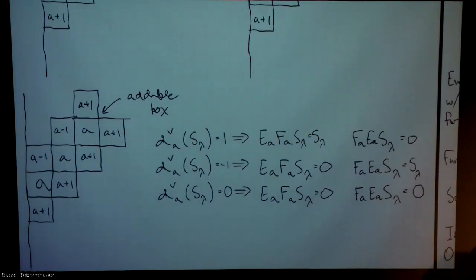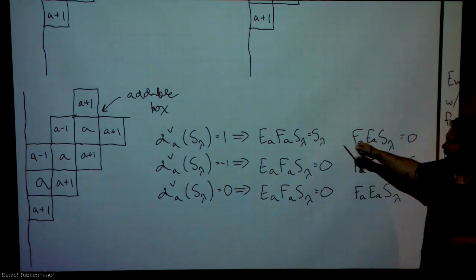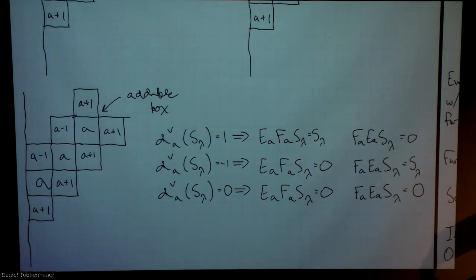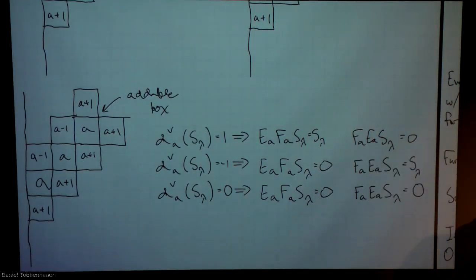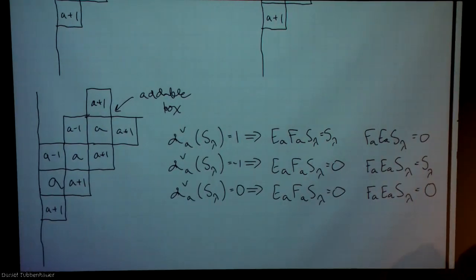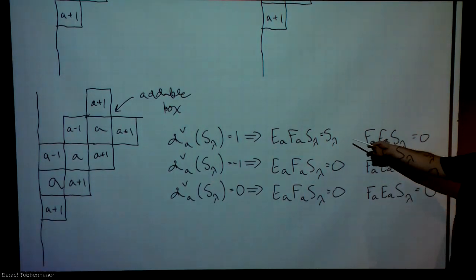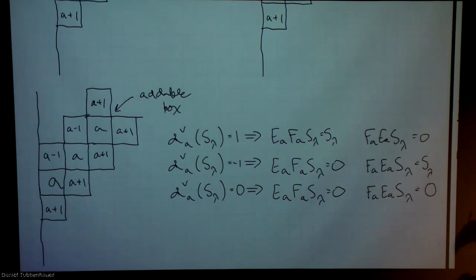So what happens if there's an addable box? Well, that means when I apply FA, I get lambda plus that addable box. And when I apply EA, I remove the addable box. And I get that S lambda gets sent to S lambda. On the other hand, when I do them in the other order, I get 0. So we see why this guy has to have weight 1. If you just look at this case, it's very easy because spec modules always get sent to spec modules for 0, and it tells us immediately what the weight is.